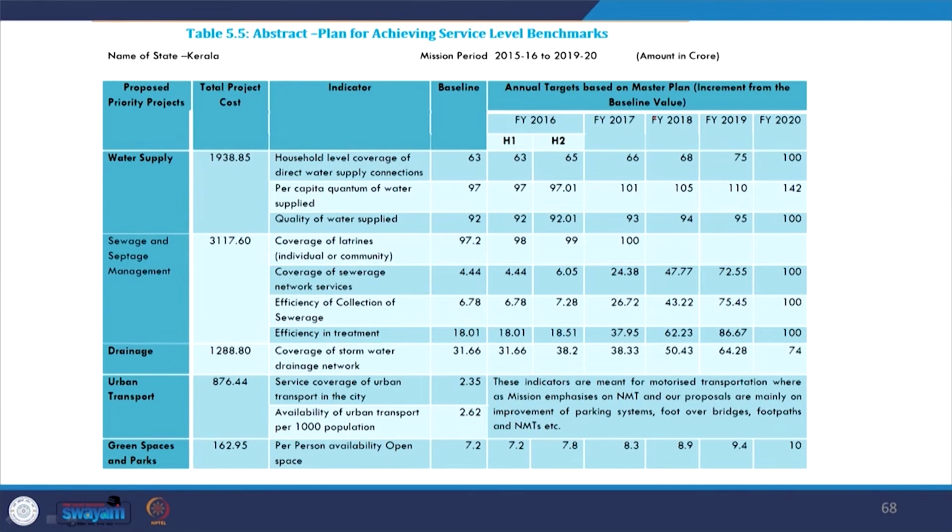Here we see how they are working on the service level benchmarks. For water supply, what kind of indicators they are going to use, how they are going to evaluate their performance, and how they are achieving it. For example, household level coverage of direct water supply connections: the baseline is 63, and by the year 2020 they want to target it to 100, and how every year they are going to reach that number.